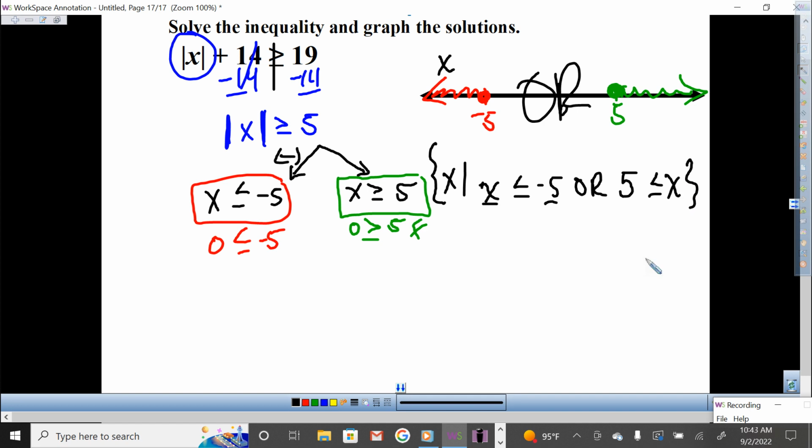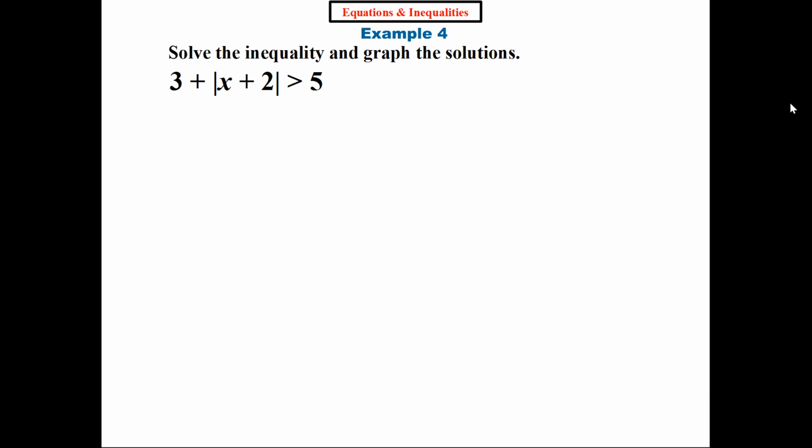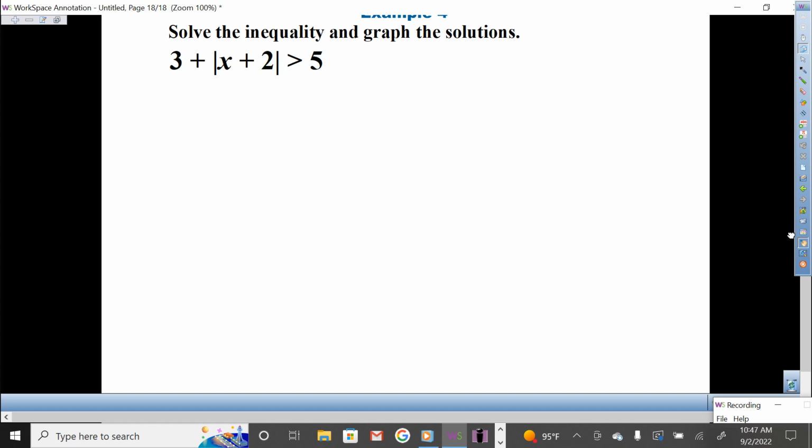All right? Let's do another one. Example 4. Yeah, this is just like reps and practice, yeah? Let's do this. 3 plus absolute value x plus 2 greater than 5. All right, turn to your neighbor, let them know what's the first thing you're going to do, and then the second.